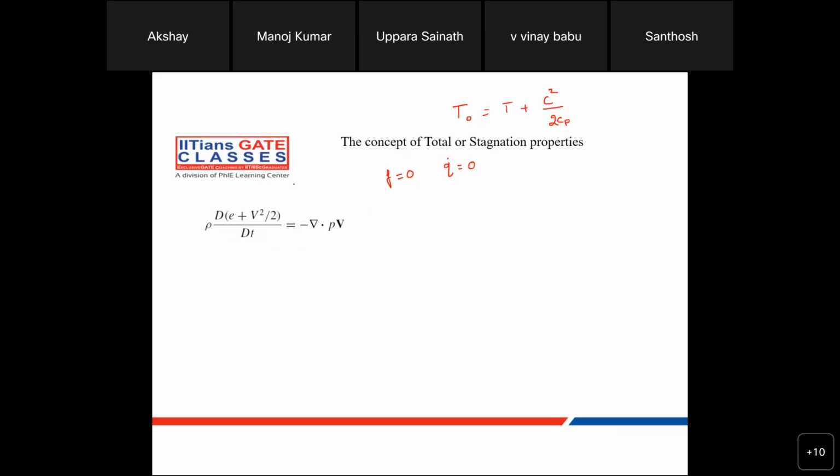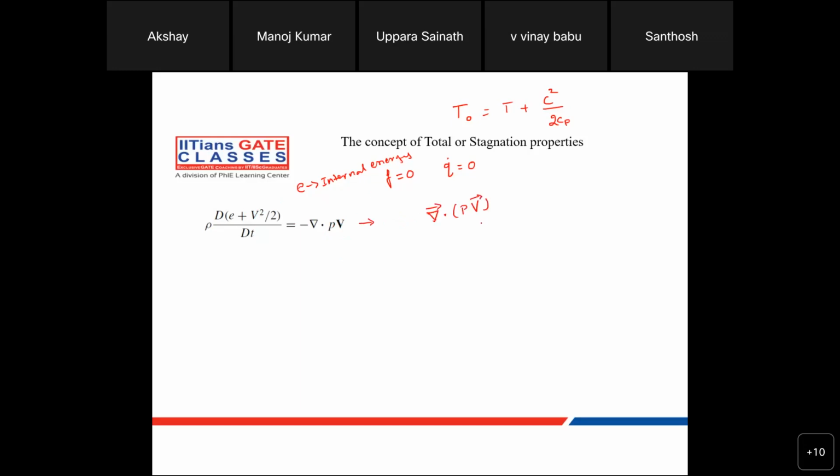For this condition, my energy equation can be written in terms of d by dt of E plus V square by 2, where E is internal energy, V is velocity and P is pressure, which is a scalar. Velocity V in bold is a vector, and this is its magnitude, written as a scalar. Now this is my energy equation. This part is still a vector relation: it is a divergence applied to a scalar times a vector.